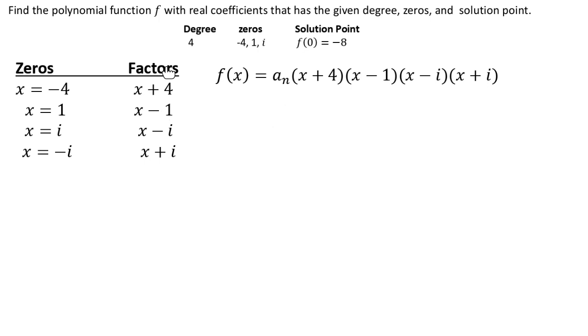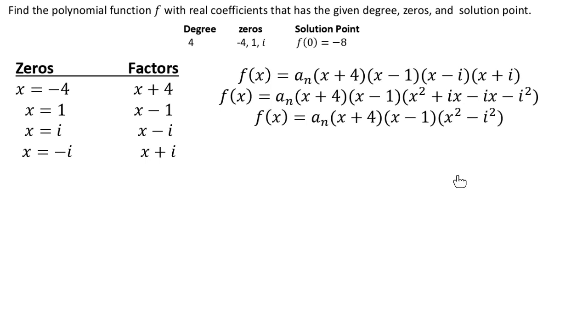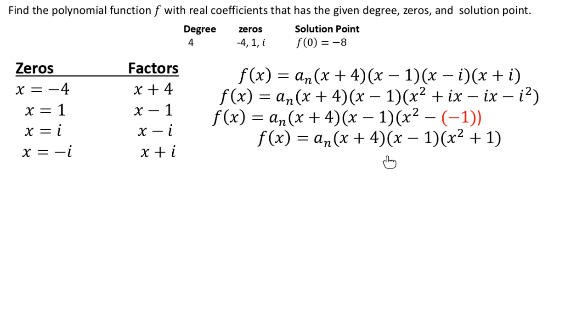So I'm going to multiply all these factors together. Let's just go in order. We'd start with this pair, which is going to give me x squared plus ix minus i squared. Again, I know my i squared is a -1. I combine my like terms. I know my i squared is a -1, so replace that. It's going to give me x plus 4 times x minus 1 times x squared plus 1.